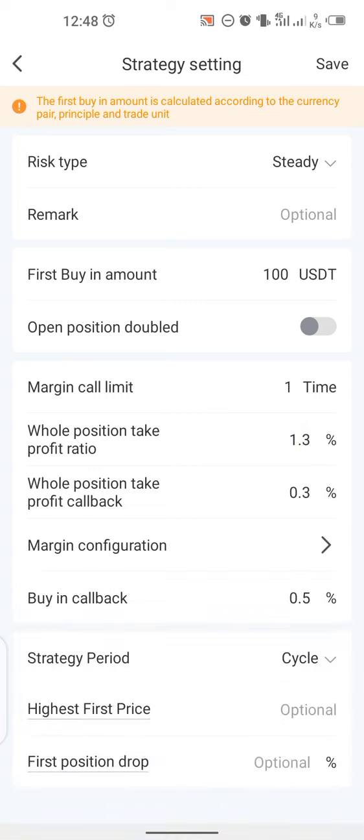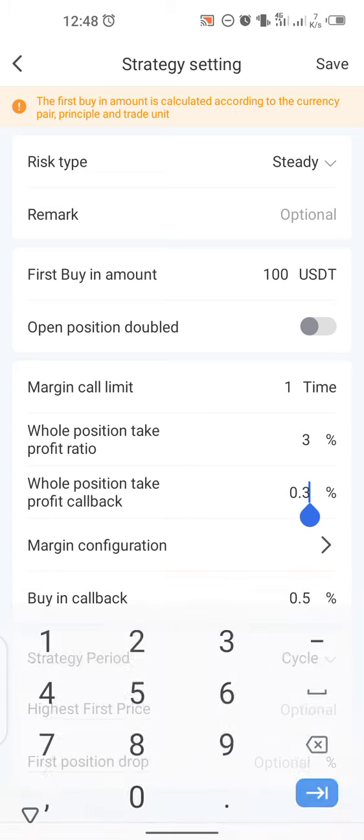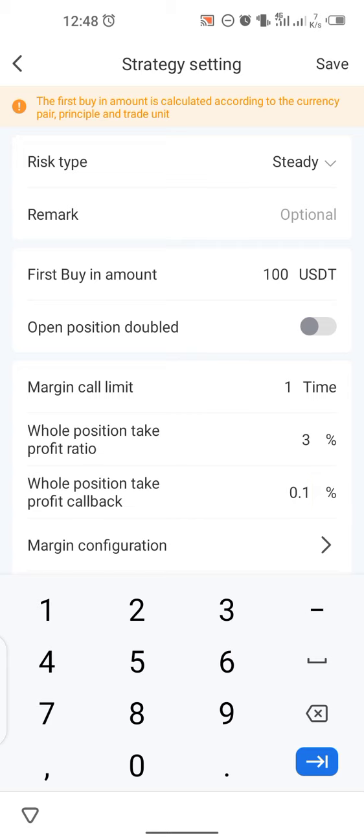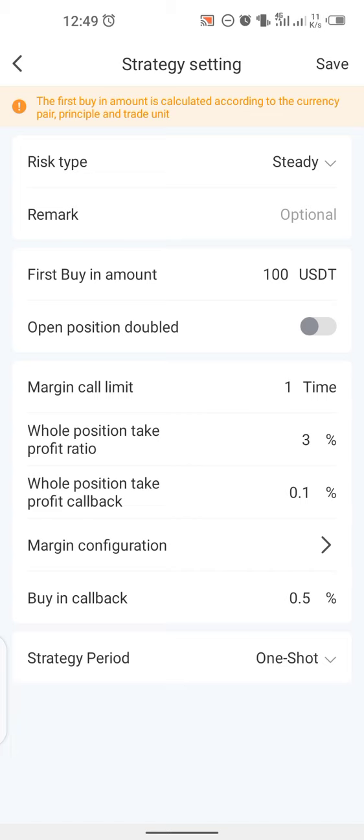You can take 3%, or you can take 1.1%, which is the minimal, but because I'm buying at the bottom, I'll take 3%. And my buying callback will be 0.1. If we remove 0.1 from 3, my take profit will be 2.9%. All right. Then I'll basically do one shot, and this is my trade setting.